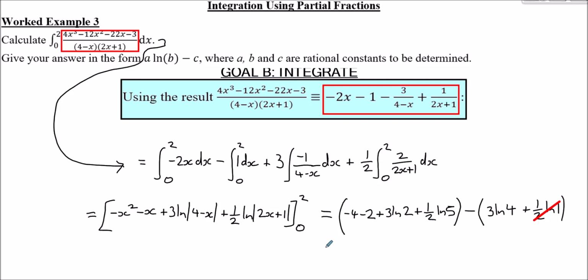So, I'm going to get here minus 4 minus 2, that's going to give minus 6. 3 lots of ln 2, I'm going to write as ln 8, plus half ln 5. Now, minus 3 ln 4, I'm going to call ln 64. Just make a bit more space.